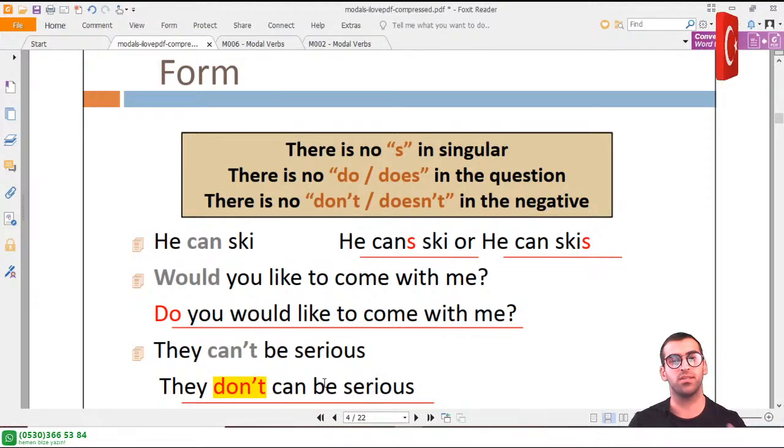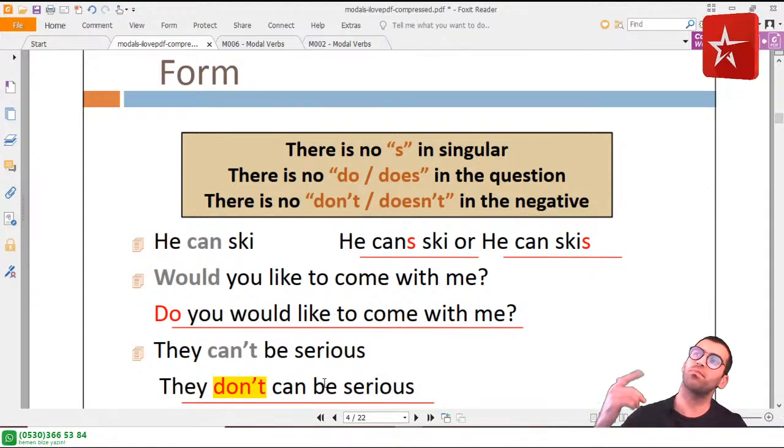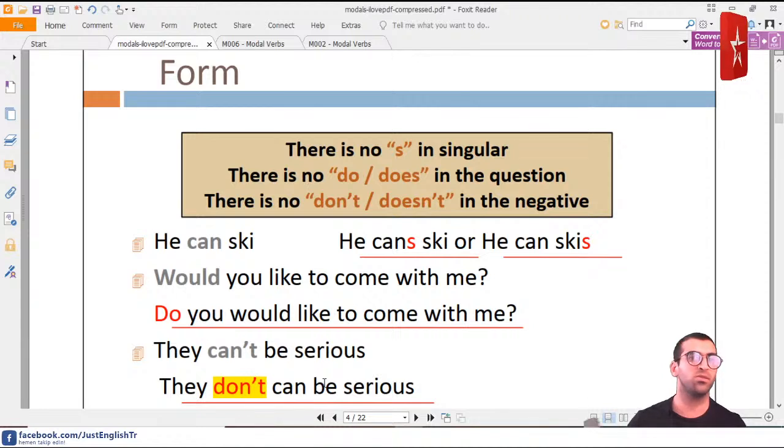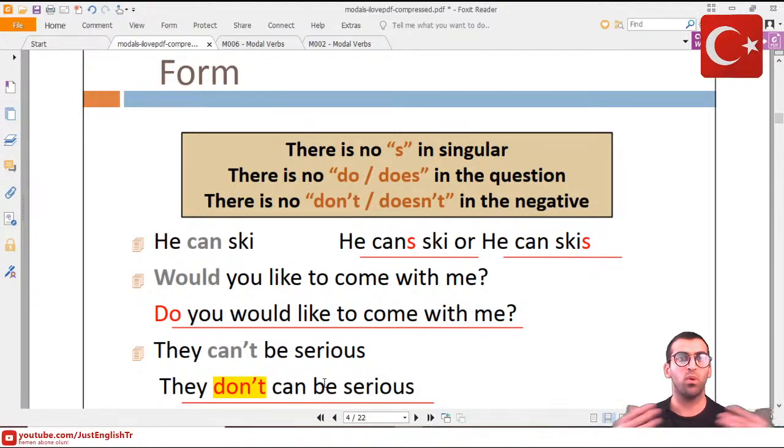The first one is not about permission. When you ask someone to do something, we use could in a formal, polite way. Okay. For example, could you please send me the email? Could you please go to the supermarket? It's a polite way to ask someone or somebody to do something.